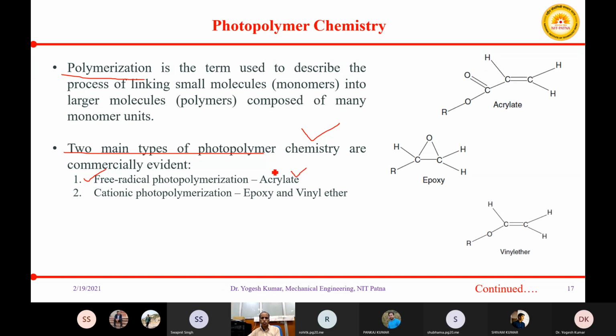Then this is in acrylate, sorry. This kind of particular polymerization is free radical photopolymerization. It is under acrylate materials. Then another category is cationic photopolymerization. It is in epoxies and vinyl ether. So this is your epoxy and this is your vinyl ether. Under epoxy, you can see there is a ring type of bonding. So we will see how free radical photopolymerization and cationic photopolymerization take place.